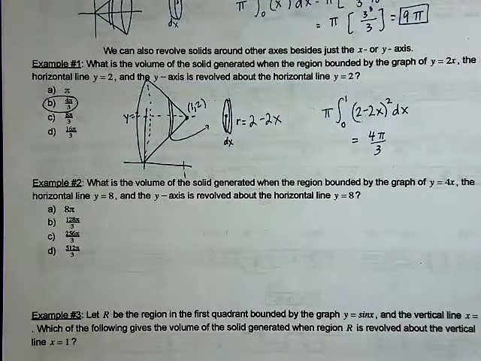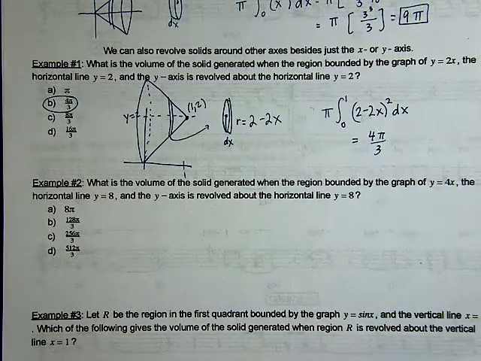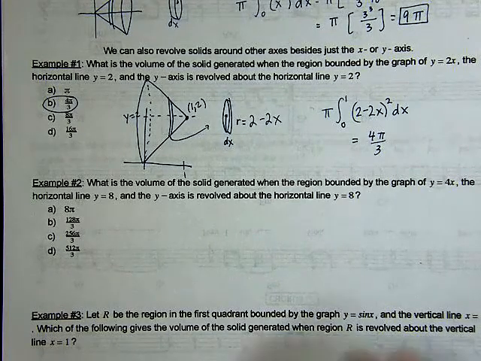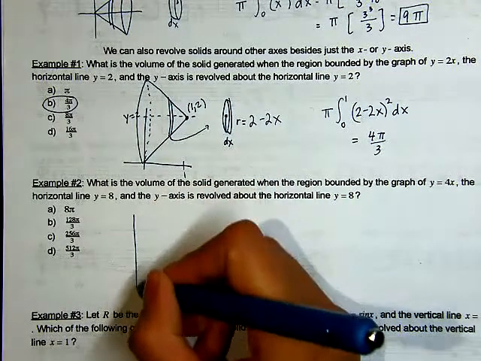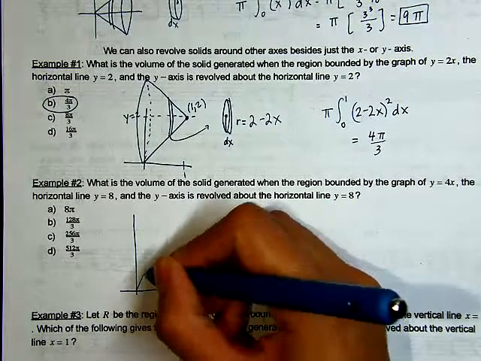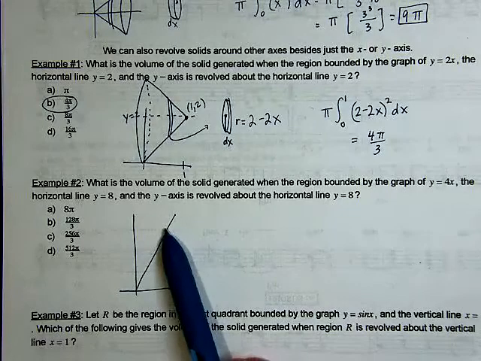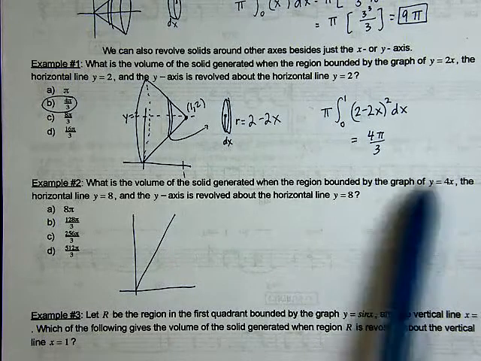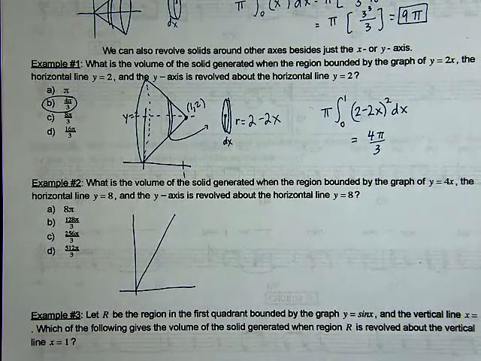Example number 2. What is the volume of the solid generated when the region bounded by the graph of y equals 4x, the horizontal line y equals 8, and the y-axis is revolved around the horizontal line y equals 8? So we have another straight line, a little bit steeper than before. It is now being revolved around the line y equals 8.